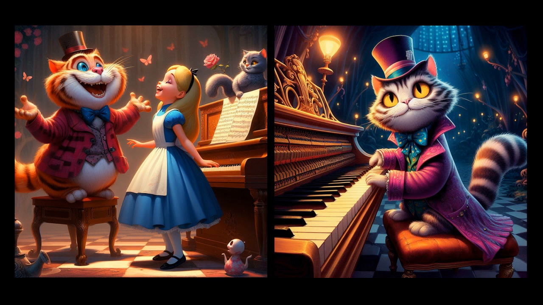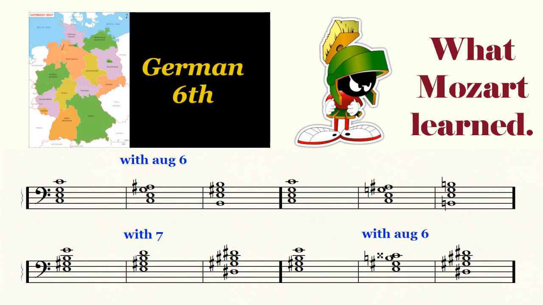Let's take a brief trip to Wonderland. Let's see some examples of how the switch to 6 works and where it does not work. Remember that this spelling problem has existed for several centuries. Here is Martian chord number 1, the German 6. I'm going to present the structure exactly as Mozart learned it.